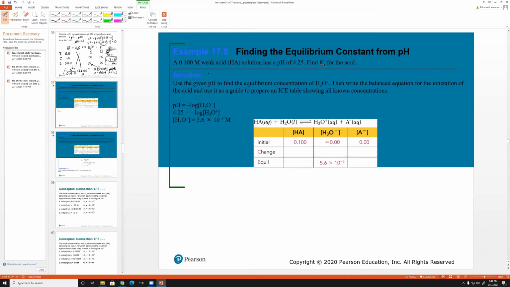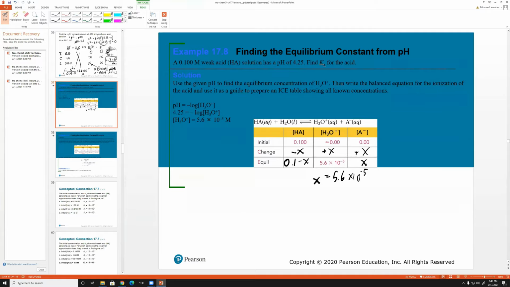So for HA, we have an initial value of 0.1 molar. Put that in there. What's the change? Minus X. Good. Changes for the products, plus X. Good. And plus X. Nice. Then the total equilibrium is 0.1 minus X. And then you have, oh, look at that, X, we already have the value for it. So X equals 5.6 times 10 to the negative fifth. And you have X there.